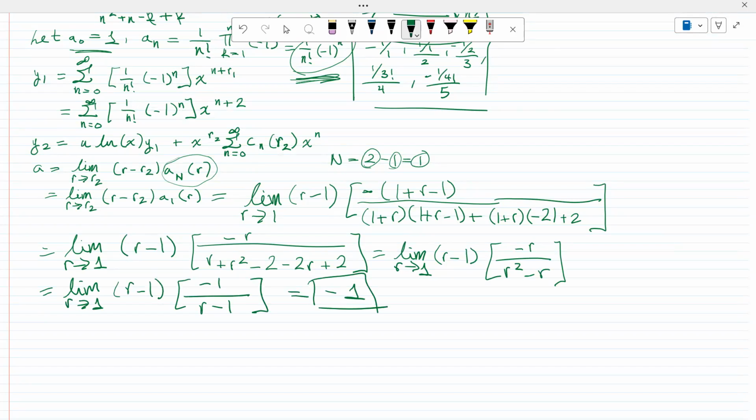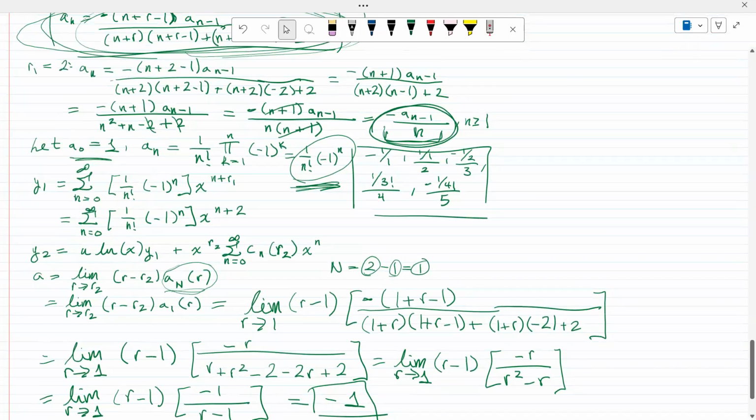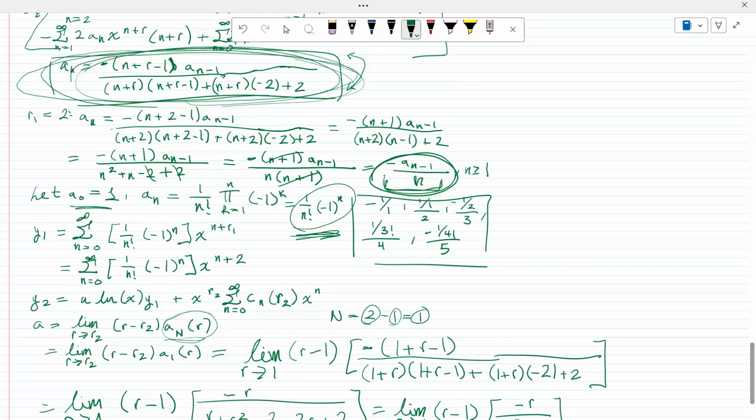Okay, are there any questions to do with how to compute that constant a? Again, the most common mistakes are just not using your correct expression for an here, right over here. You always need to make sure that you're using the expression that is in terms of r generally. Okay?